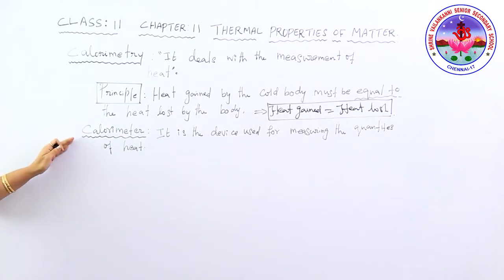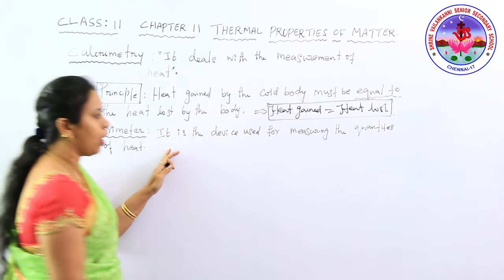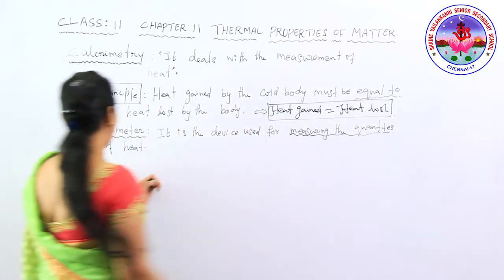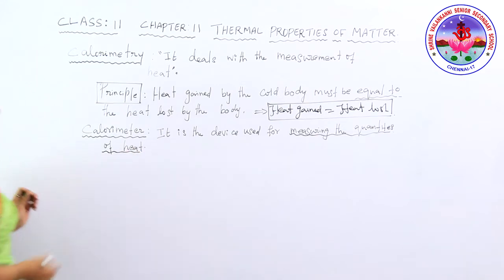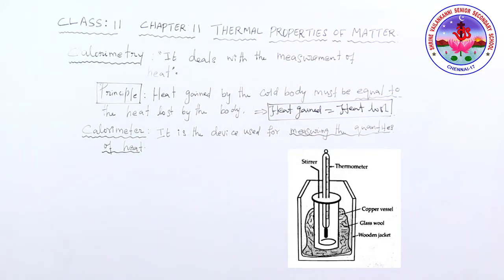See, the calorimeter is a device which is used for measuring the quantities of heat. See the diagram, students, that is a calorimeter. Actually it consists of a cylindrical vessel of copper which is provided with a stirrer. See, the vessel is kept inside the wooden jacket. The space between the calorimeter and the jacket is packed with heat insulating material like glass wool, right? So that the calorimeter gets thermally isolated from the surroundings.